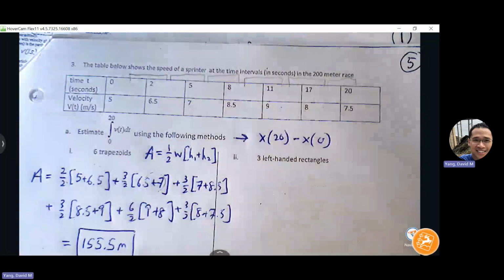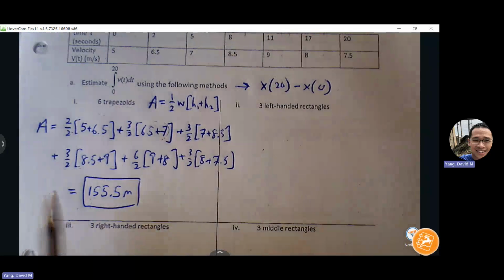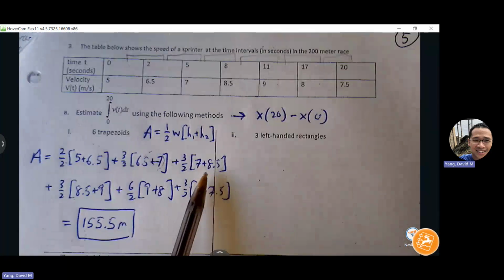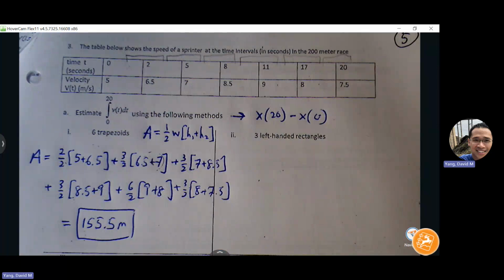okay, so just to save you time, rather than have to add all this up, I'll just tell you that it adds up to be 155.5 meters, but just make sure you know how to arrive at these numeric values from your table values.